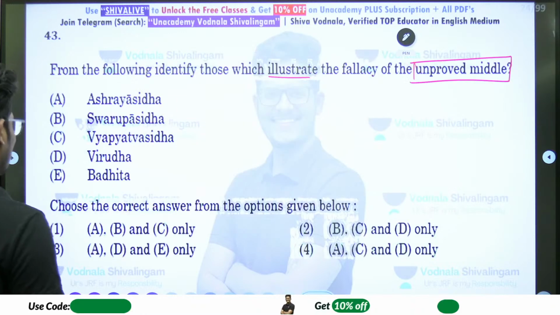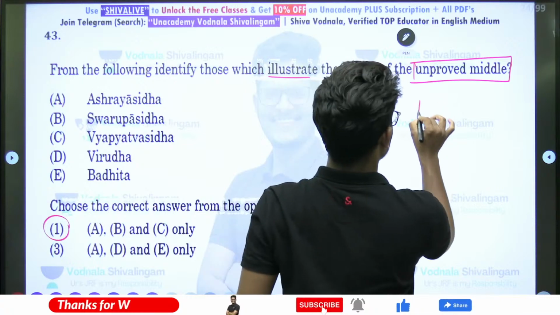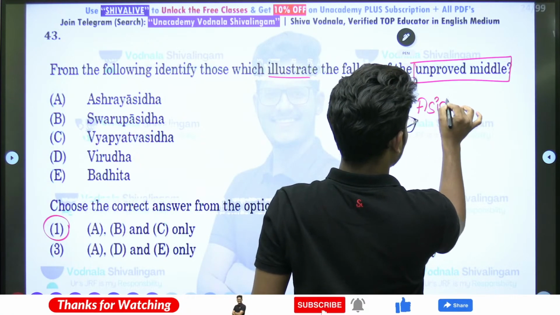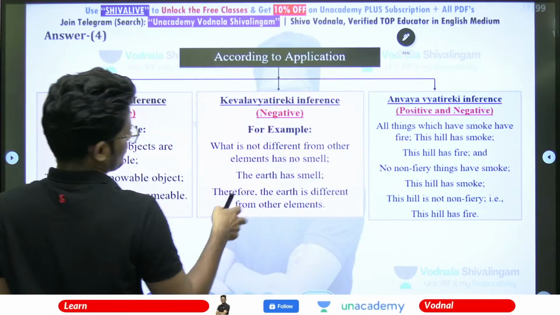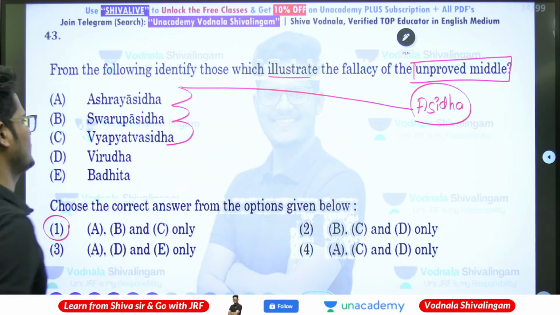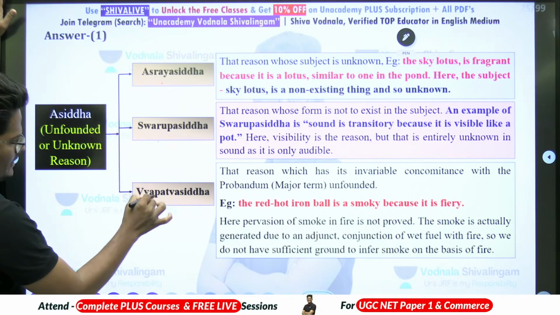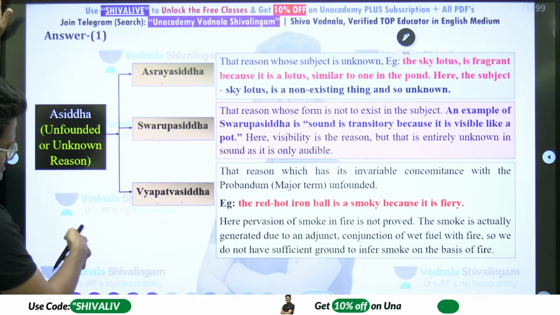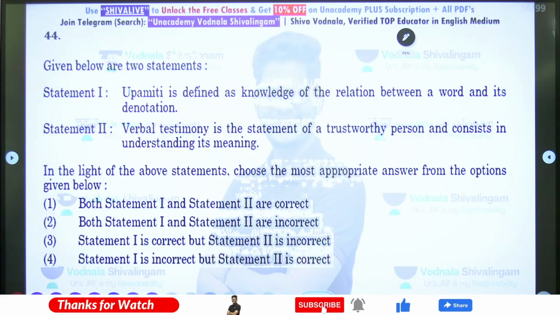So option 1 is the given answer, A, B, C. This is simply a fallacy of unproved middle term, which is Asiddha. Asiddha is of three types: Ashraya Siddha, Swarupa Siddha, Vyapatva Siddha. Just now I have told you when the minor term is unknown, when the major term is unknown, when the minor and major terms are misplaced to each other is Vyapatva Siddha. Unknown or unproved.